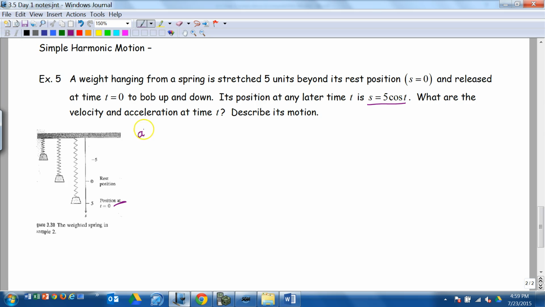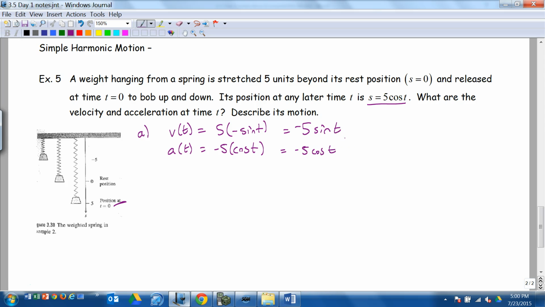So first step, we're going to find the velocity at t, which is just the derivative. So it's 5 times the derivative of cosine, which is negative sine of t, or negative 5 sine of t. And the other thing is acceleration, which is the derivative of this. So it's negative 5 times the derivative of sine, which is cosine. So we get negative 5 cosine of t.